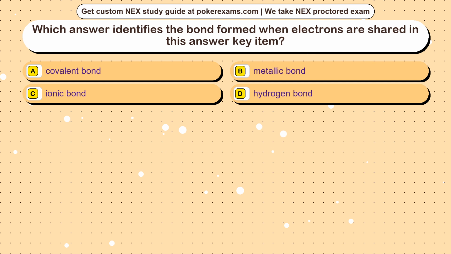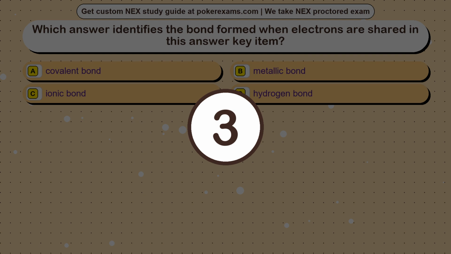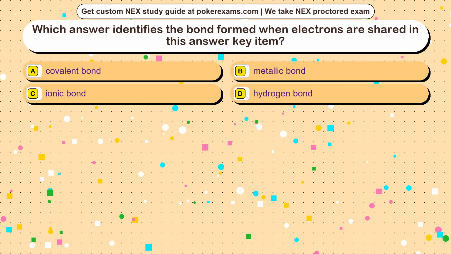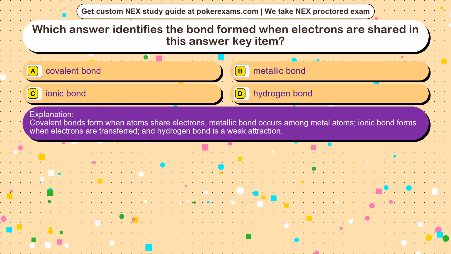Question 1. Which answer identifies the bond formed when electrons are shared in this answer key item? Option A, covalent bond. Option B, metallic bond. Option C, ionic bond. Option D, hydrogen bond. The correct answer is option. Covalent bonds form when atoms share electrons. Metallic bond occurs among metal atoms, ionic bond forms when electrons are transferred, and hydrogen bond is a weak attraction.